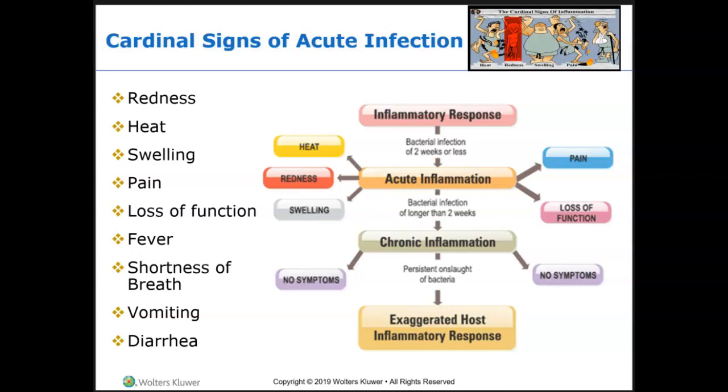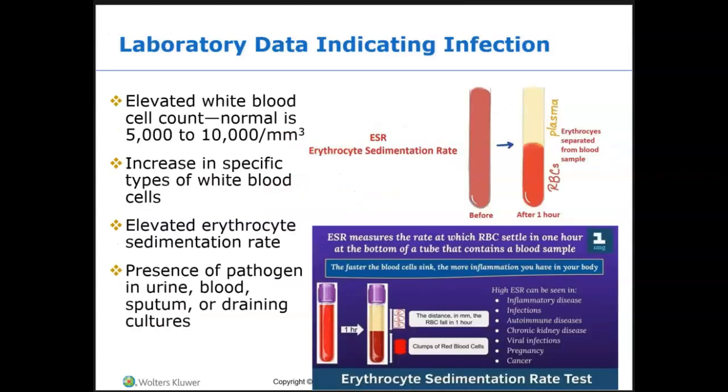Okay, what are the cardinal signs of an acute infection? Redness, heat, swelling, pain, or even possible loss of function at the site. And also remember the addition of possible fever, chills, new onset of cough or shortness of breath, congestion, vomiting, diarrhea. All of these could be signs of an infection starting.